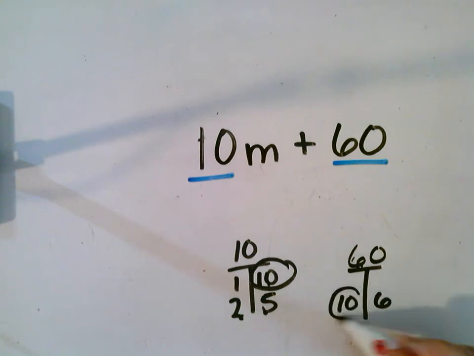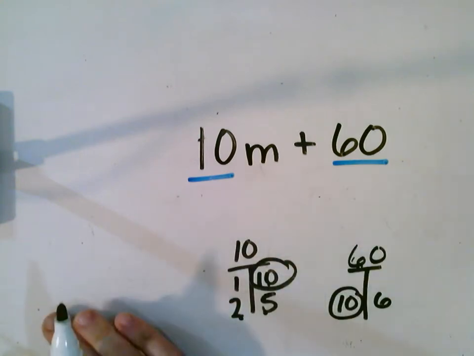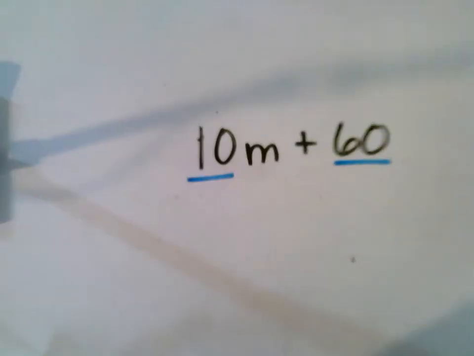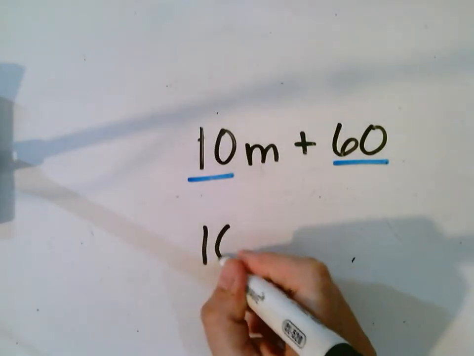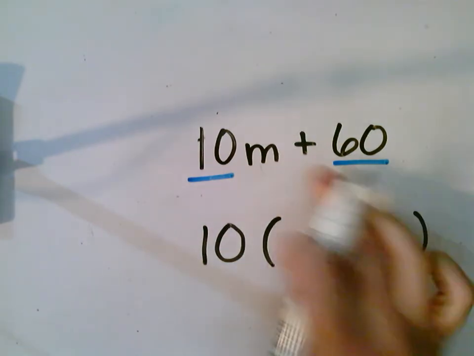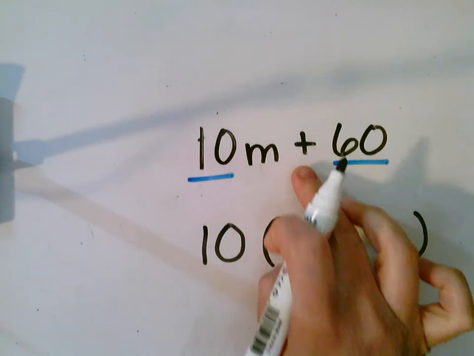I'm going to divide out the 10 from both of these numbers because 10 is my greatest common factor of 10 and 60. So this is how I'm going to write it out. This is what you're going to write on your paper. You're going to put your 10 on the outside of your parentheses, and you're going to have two things that you're either adding or subtracting. Here I'm adding because I have an addition problem.